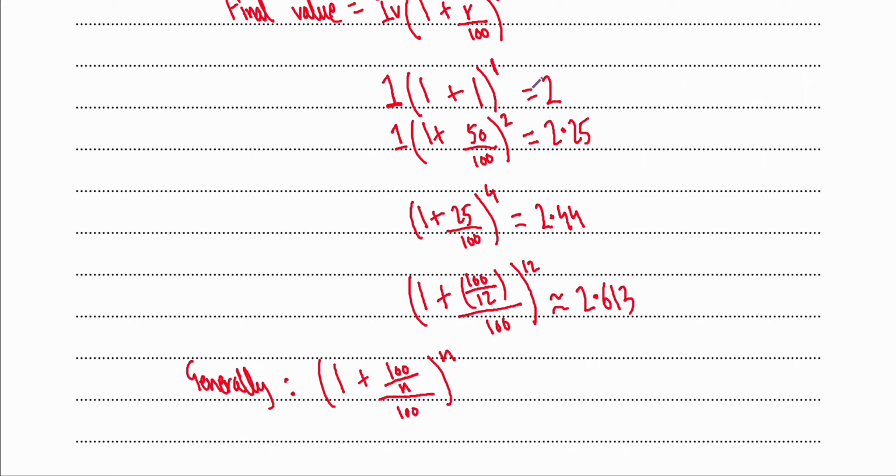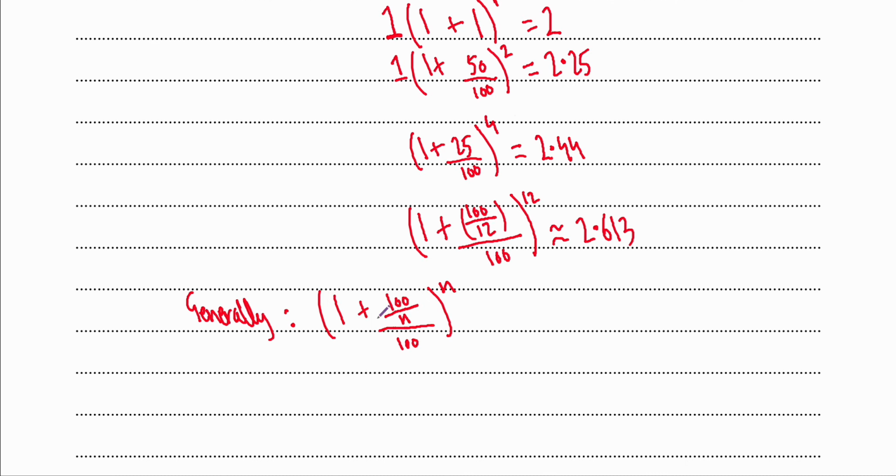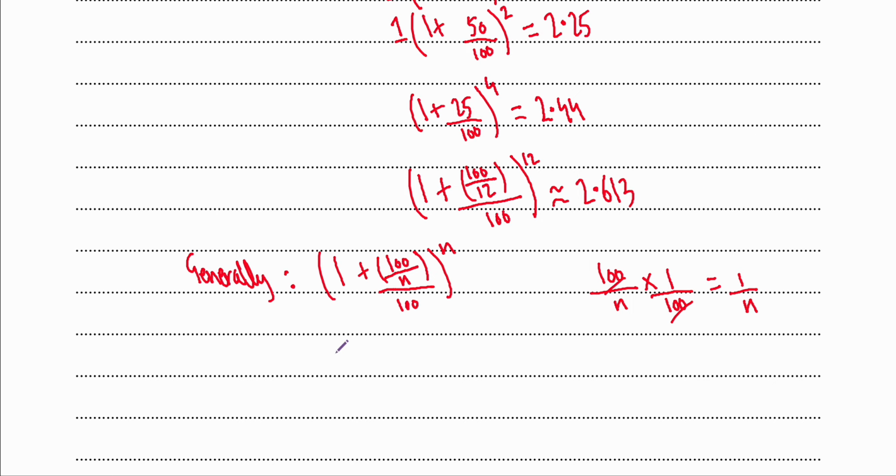Same thing over here, same thing over here. So now let's simplify this right here. So 100 divided by n divided by 100. If you divide this whole thing by 100, that's like multiplying by 1 over 100. So what do we get? Well, the hundreds cancel out. You're left with 1 over n. So what we actually have is 1 plus 1 over n to the power of n.